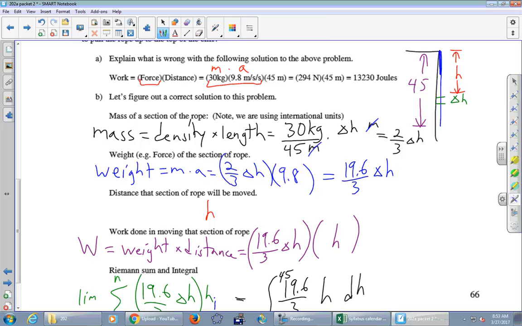That's right. H is here in our picture, but that's going to the top of the slice. And the particles of rope at the bottom of the slice have to go a little bit farther than the particles at the top of the slice. Right? So that's why it's an approximation. But when you use infinitely many slices, the difference between the top and the bottom of that slice is hardly anything.